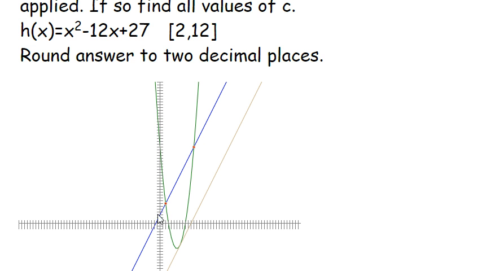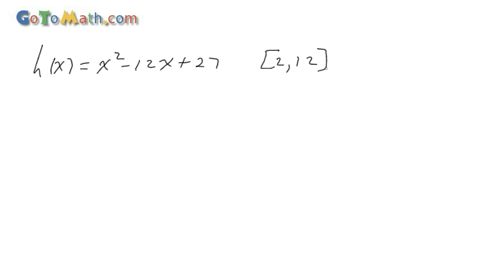Okay, so we want to find the slope of the secant line. Let's do that first. We have h of x is equal to x squared minus 12x plus 27. And we're on that interval between 2 and 12.